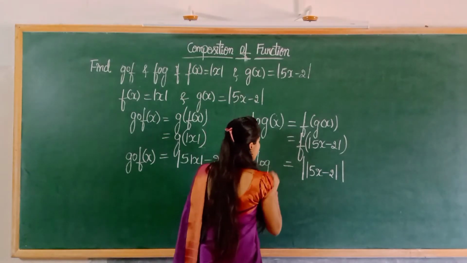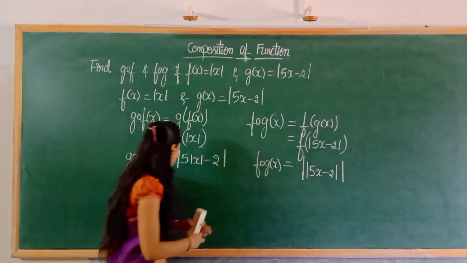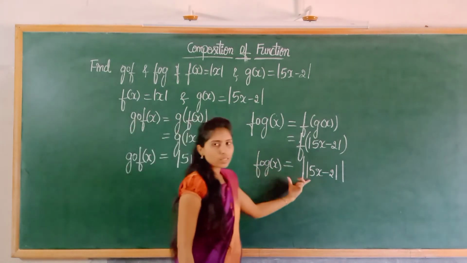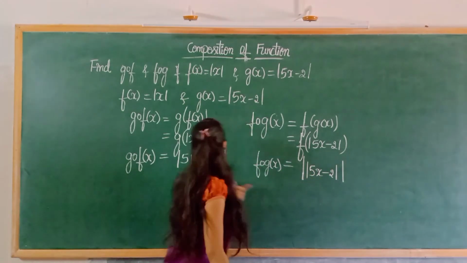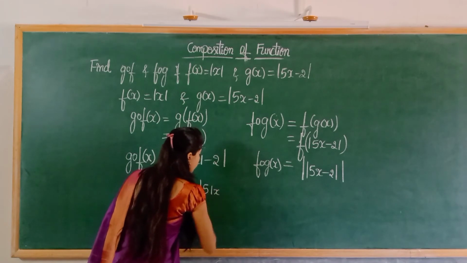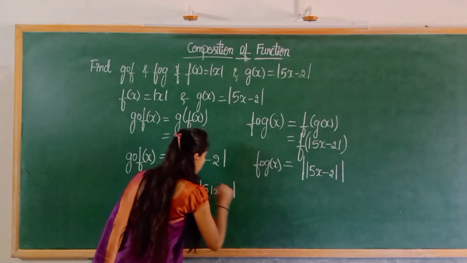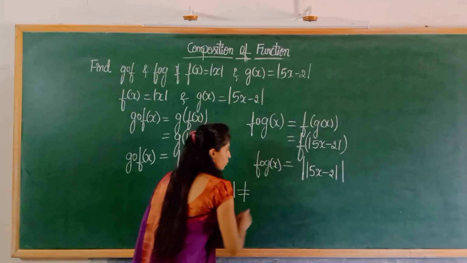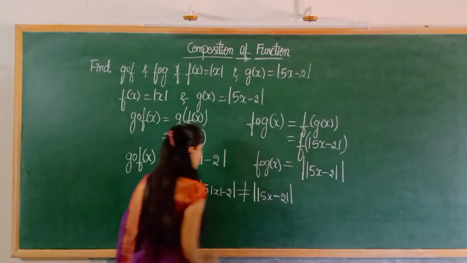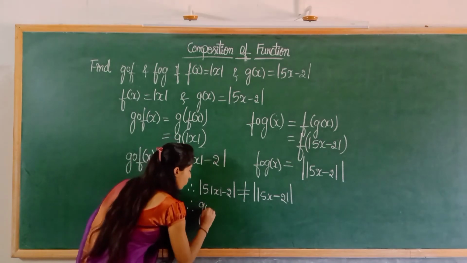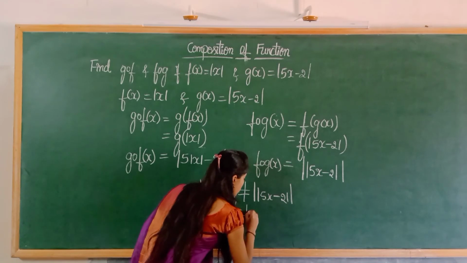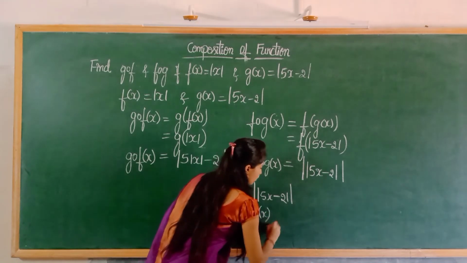And see here, g composition f of x is not equal to f composition g of x. Mod of 5 mod x minus 2 is not equal to mod of mod 5x minus 2. Therefore, g composition f of x is not equal to f composition g of x. Okay, next problem.